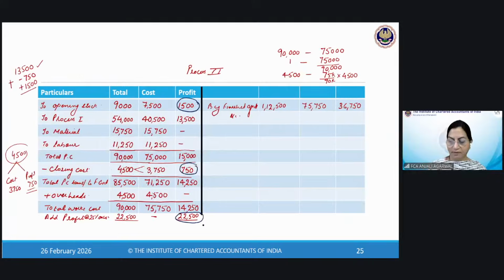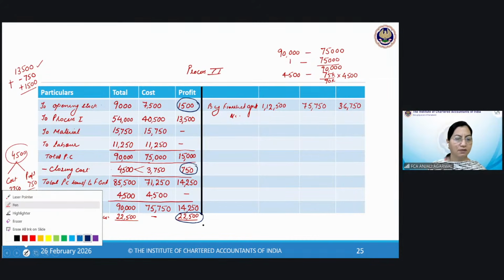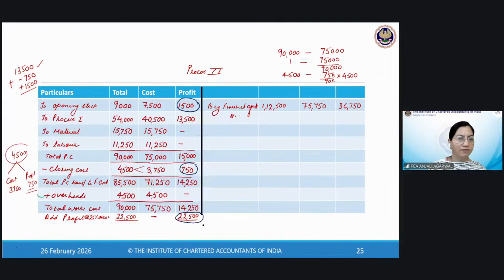So look at this. We have taken the closing stock at prime cost. If this would have been to be taken at works cost, the only difference would have been that in all the processes, this would have come here and this would have gone down. So you will not require to take twice the totals: material, labor, overheads, total, then minus closing stock and add profit. Only these two will interchange, but we have to be careful.